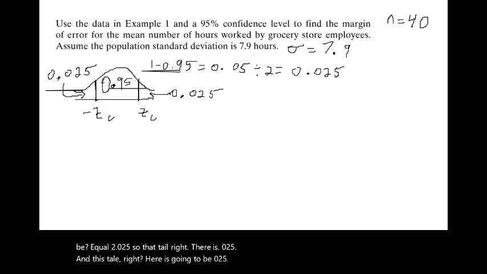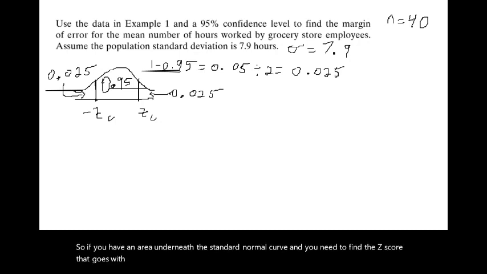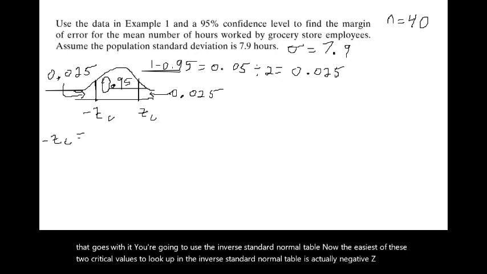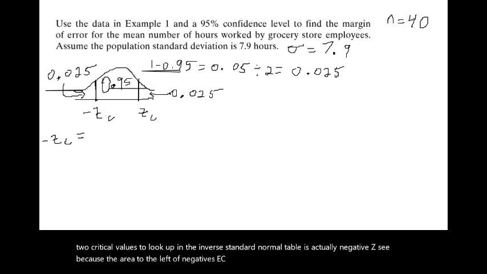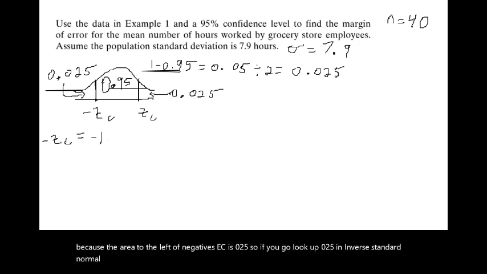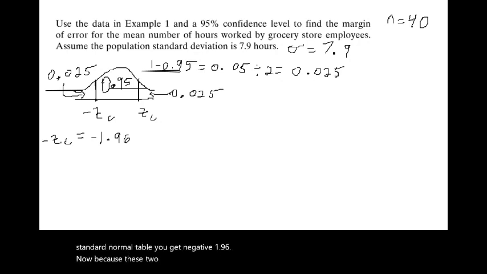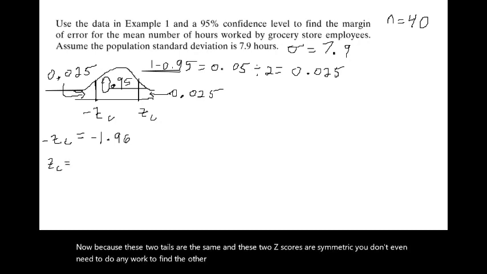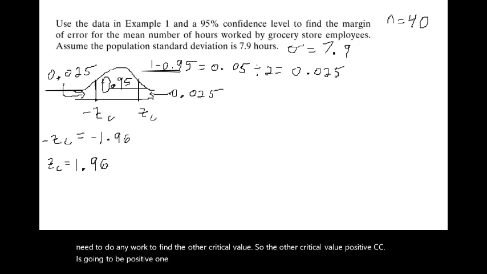If you have an area underneath the standard normal curve and you need to find the z-score that goes with it, you're going to use the inverse standard normal table. The easiest of these two critical values to look up is actually negative ZC, because the area to the left of negative ZC is 0.025. If you look up 0.025 in the inverse standard normal table, you get negative 1.96. Because these two tails are the same and these two z-scores are symmetric, you don't need to do any work to find the other critical value. The other critical value, positive ZC, is positive 1.96.